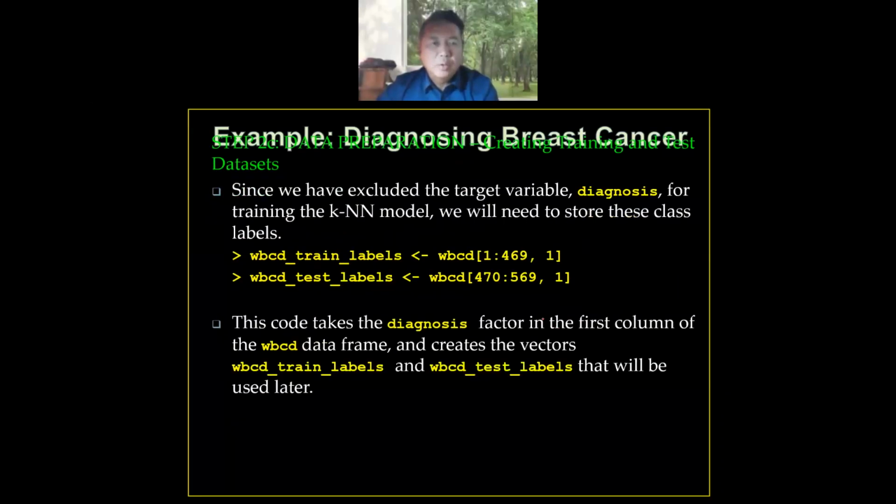And we also extract the label for the trend. So this is the first column. We will take the label for all this data from 1 to 469, and then we take the label. So basically here we keep the label of the training data, and this is the label for the testing.